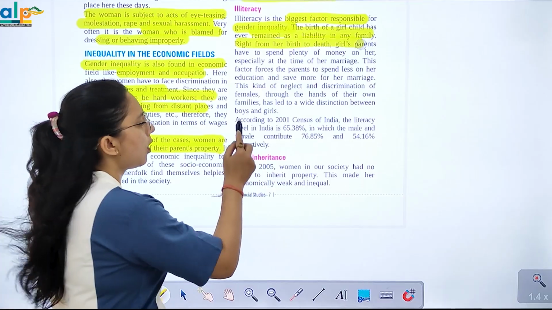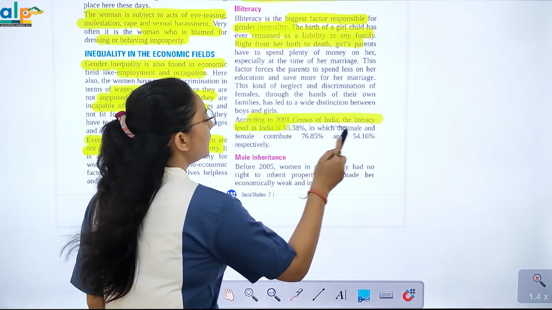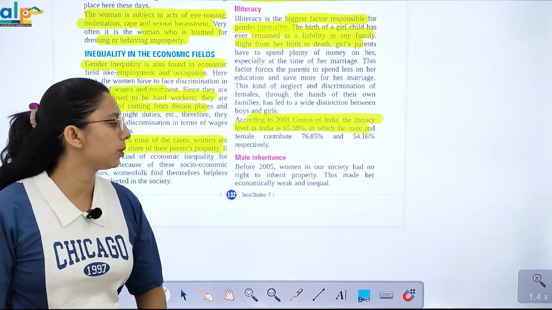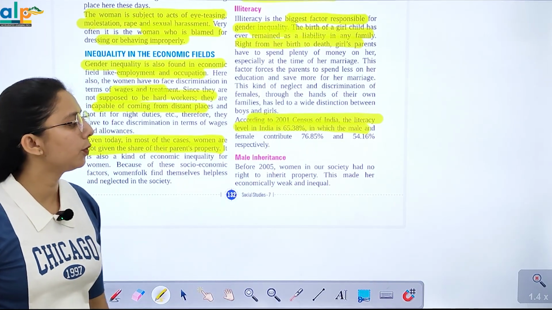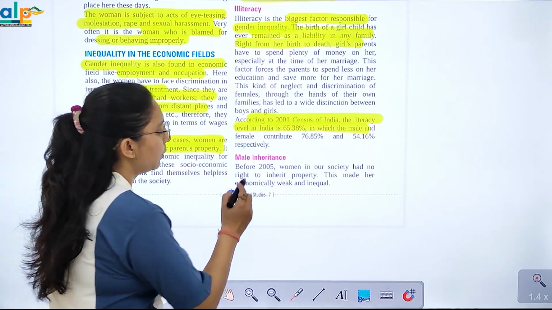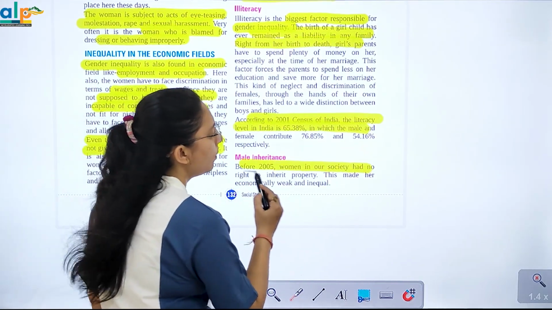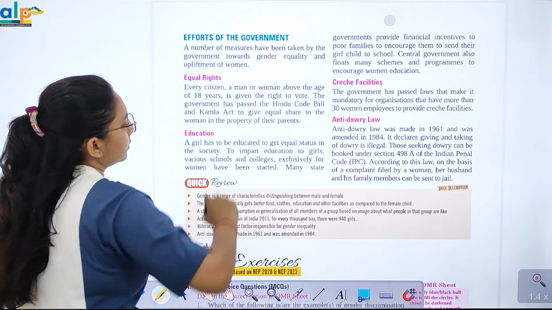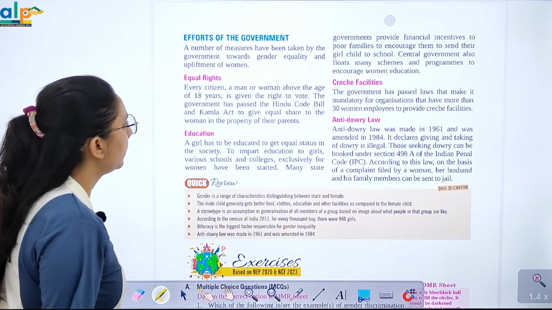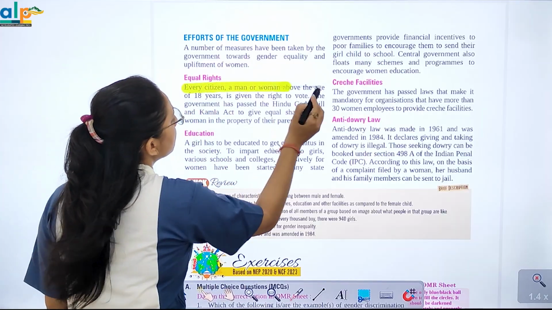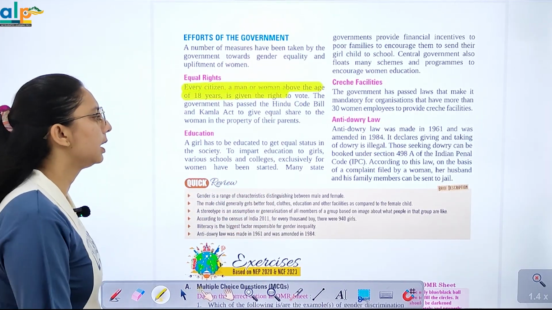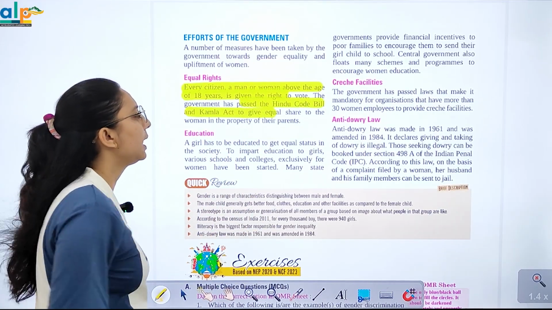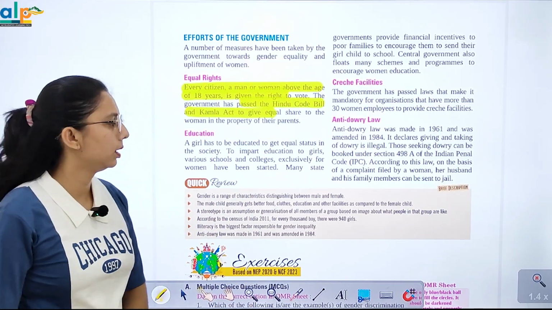So if we talk about the 2001 census, literacy level in India was 65.38, with male and female contributing 76.85 and 54.60. Male inheritance: before 2005, women in our society had no right to inherit property. But what are the efforts of the government? Equal rights. Equal citizens, man or woman above the age of 18, have equal right to vote, and government has passed the Hindu Code Bill and Kamala Act to give equal share of the property to women.